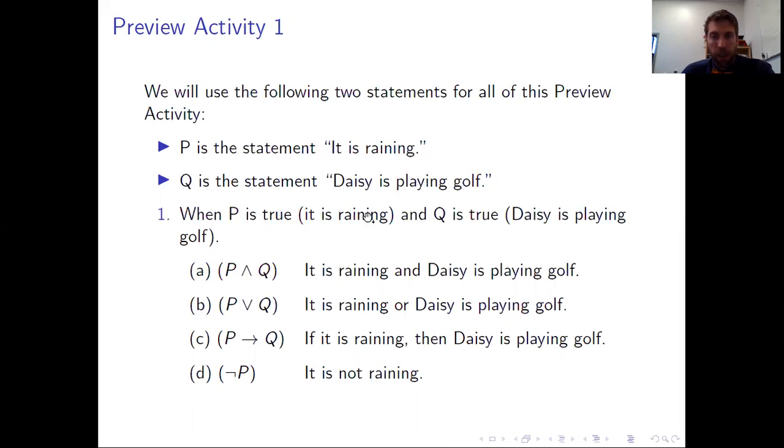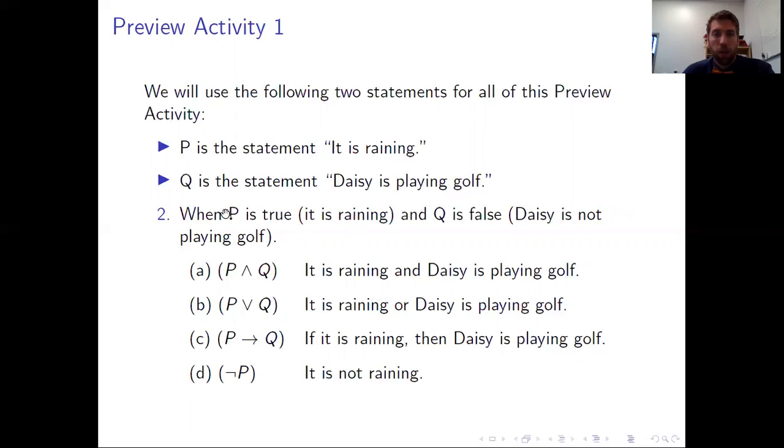If it is raining and Daisy is playing golf, then the statement P and Q, it is raining and Daisy is playing golf, is true. The statement P or Q, it is raining or Daisy is playing golf, is also true because it's an inclusive or. It's P or Q or both. The statement P implies Q is true because it is raining and Daisy is playing golf. So if it is raining, then Daisy is playing golf is true. Not P, that it's not raining, is false because it is raining.